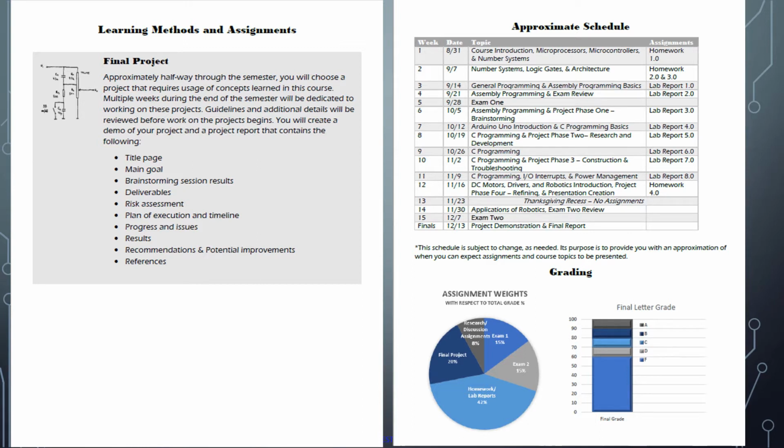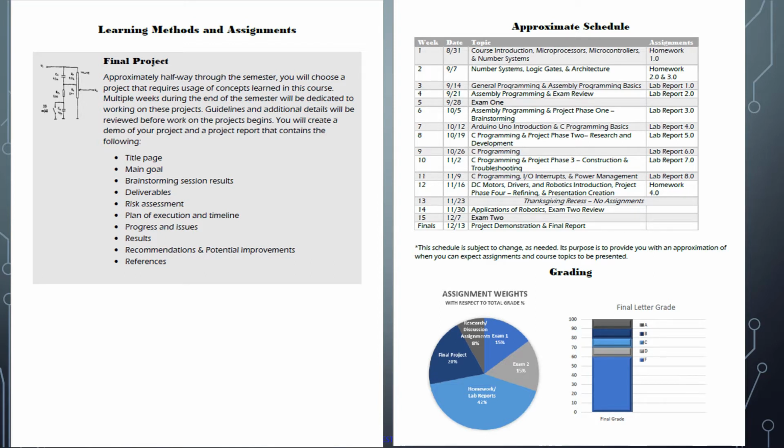Then on the right side here, I have the approximate schedule for the course. So this is the plan. If all goes according to plan, this is what we'll be doing for the semester week by week. I'm not going to go through this in super detail, but you'll see the first couple weeks we're just doing number systems, then we're getting into assembly programming, then the C programming with our Uno board, and then the last couple weeks are more so lectures, preparing for exams, and working on your final project. So this is approximately what you can expect.